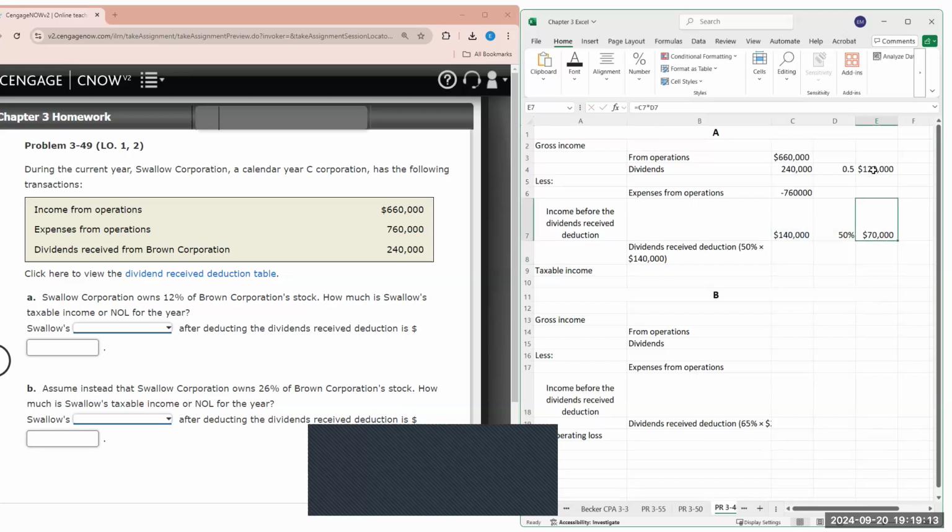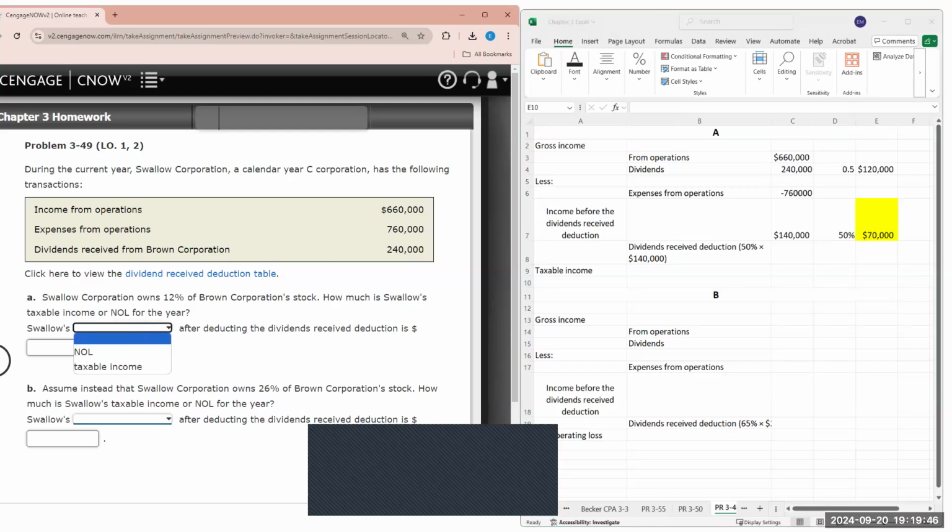So if we compare the two, we see that the lesser of the two is 70,000. But again, we have to account for the fact that if we take this full amount from step one, is it going to result in a net operating loss? So 140,000 minus 120,000, there would still be taxable income of 120. So therefore, that exception does not apply. So therefore, we claim dividends received deduction of 70,000.